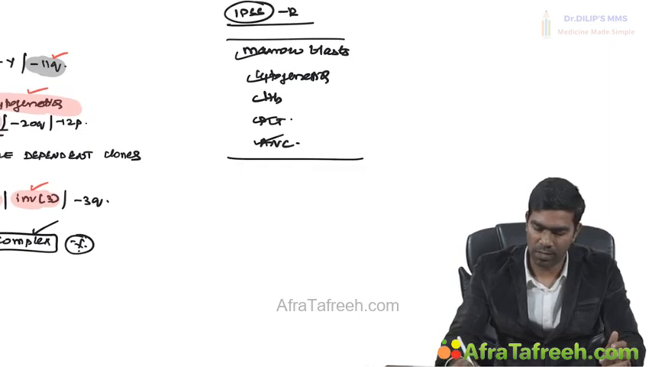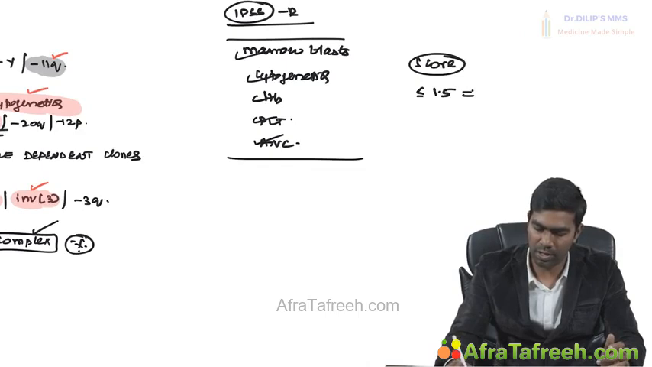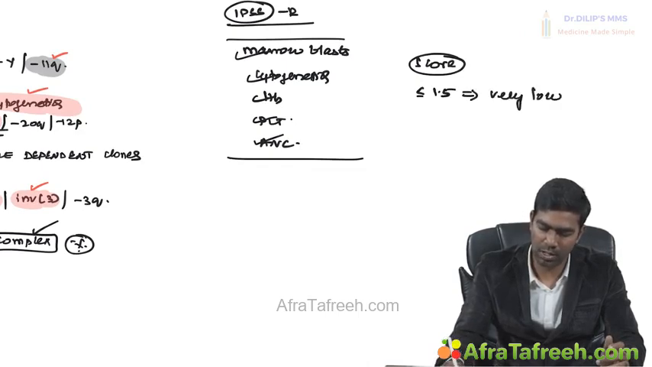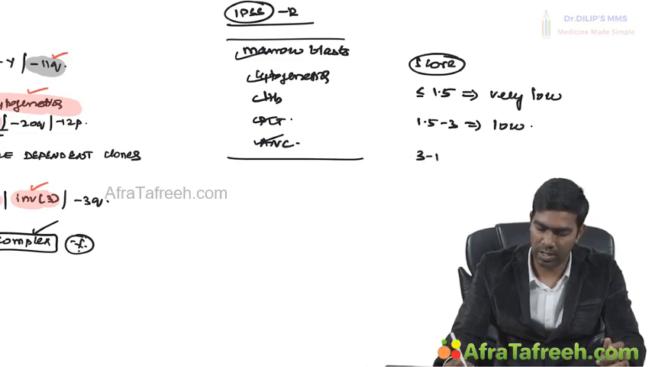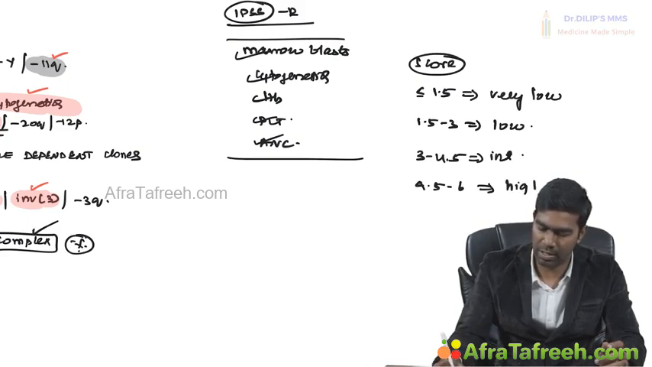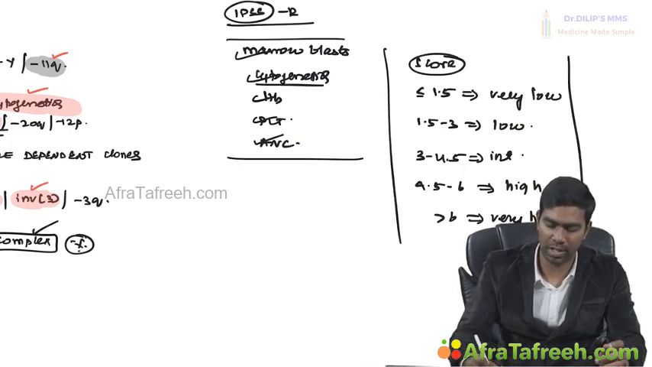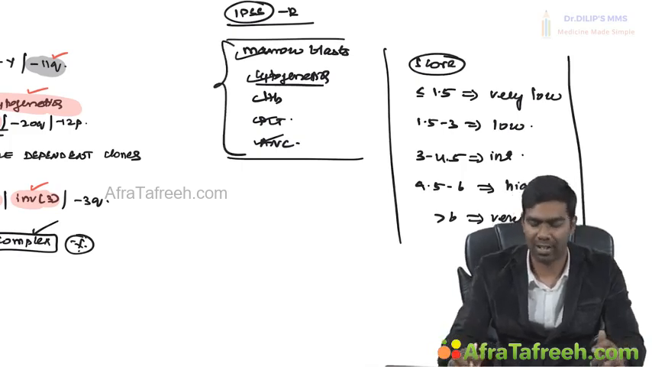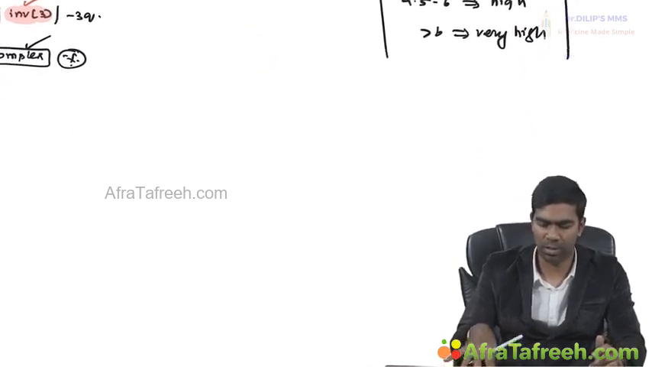Supposedly, if the score is less than or equal to 1.5, it's said to be very low risk MDS. If it's 1.5 to 3, we call it just low risk. If it's 3 to 4.5, we call it intermediate risk MDS. If it's 4.5 to 6, we call it high risk MDS. And anything more than 6, we call very high risk MDS. This is something integrated, not only based on cytogenetics, it's integrated based on a lot of other factors also. So this is what we call the MDS scoring system.